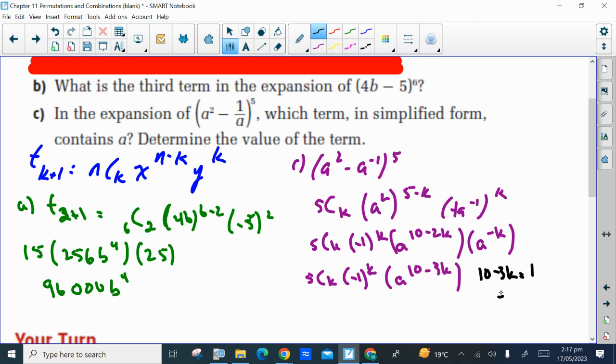Subtract the 10. 1 take away 10 is negative 9. Divide by negative 3. Our k value is 3. It's actually the fourth term in the expansion.